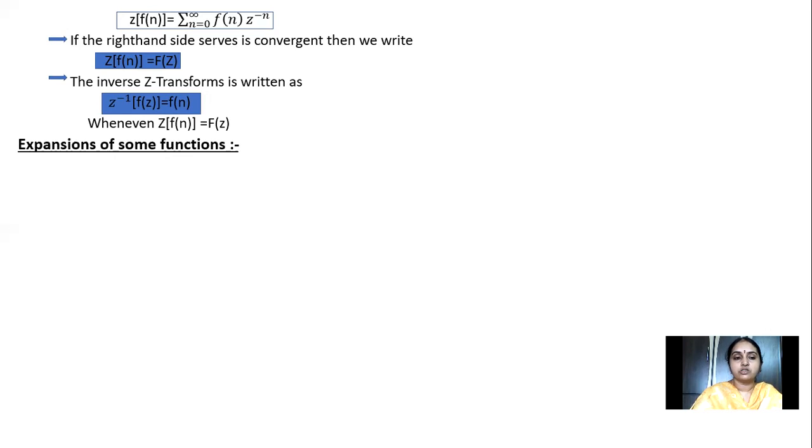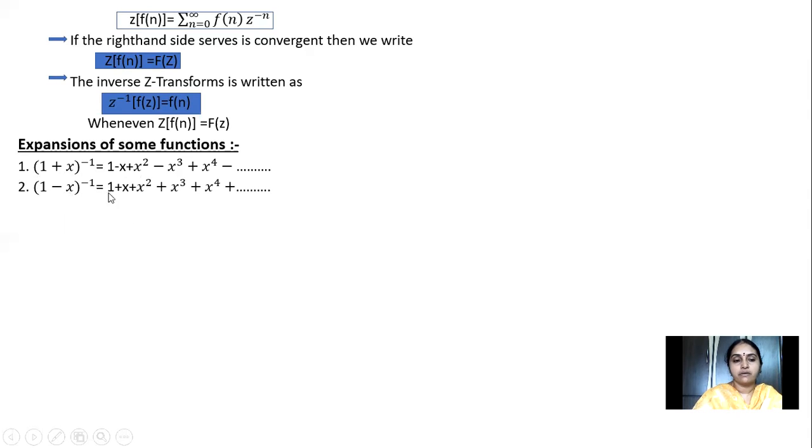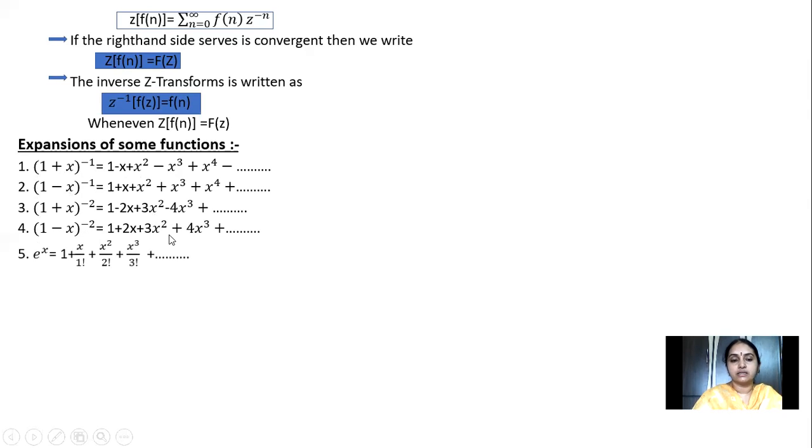Expansion of some functions. These are simple formulas. (1 plus x) whole power minus 1 equals 1 minus x plus x square minus x cube and so on. Here the base and power are opposite in sign. (1 minus x) whole power minus 1 has all plus terms. (1 plus x) whole power minus 2 has alternate plus and minus signs, with 1, 2, 3, 4 as the coefficients. (1 minus x) whole power minus 2 has all plus terms, with 1, 2, 3, 4 as the coefficients.